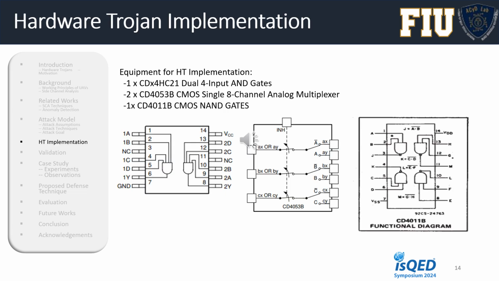As part of our hardware Trojan implementation, we used some integrated circuits in order to accomplish our design of the hardware Trojan. In this case, we used one dual 4-input AND gate, two of the single 8-channel analog multiplexers, and one CMOS NAND gate.